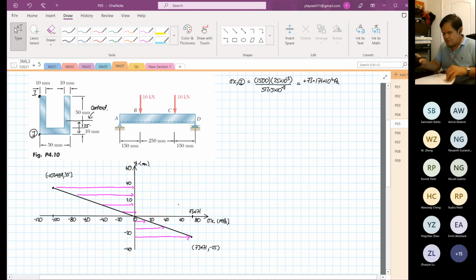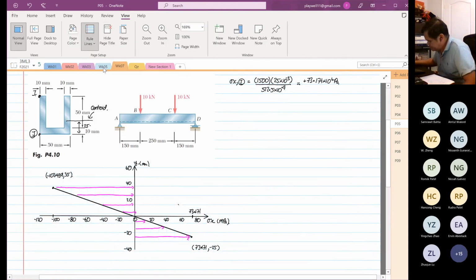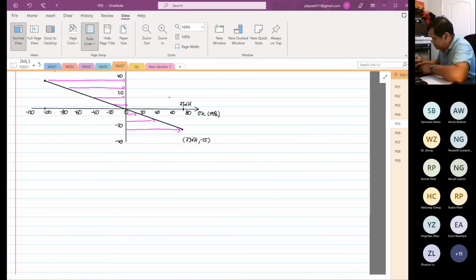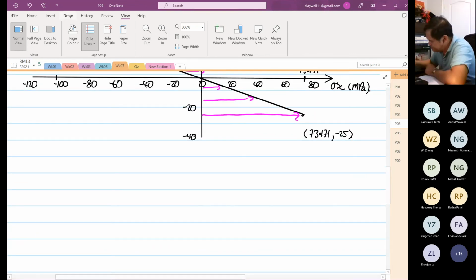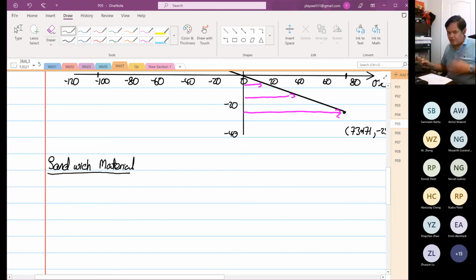Right. So the next thing I'm going to draw now is we're going to do sandwich material. I hope to squeeze in at least one example for sandwich material. I think it's possible. So let's deal with sandwich material now. This is not a difficult topic at all.